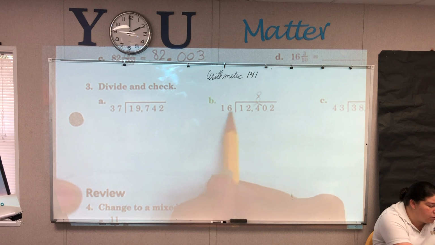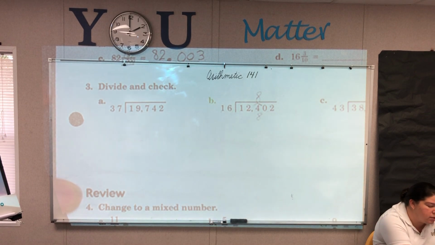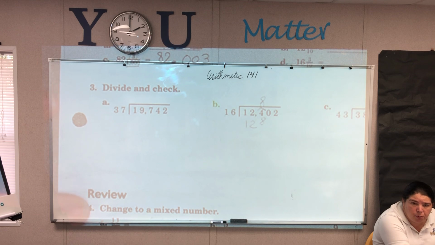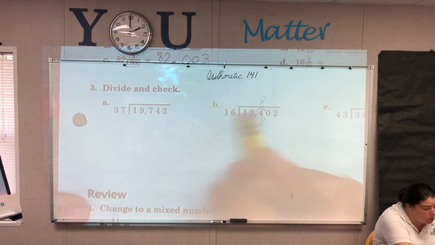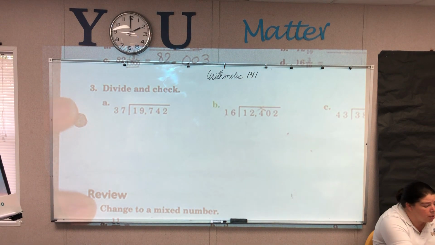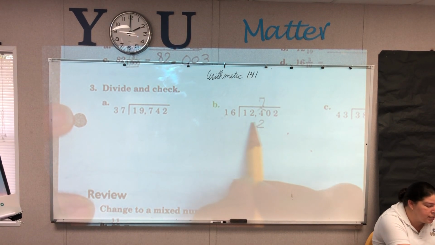8 times 6 equals 48. 8 times 1 equals 8, plus 4 is 12. Now, that's too much, right, boys and girls? So what do I need to do? I need to decrease this number 8 to a number 7. When I do that, 7 times 6 is 42. 7 times 1 is 7, plus 4 is 11.